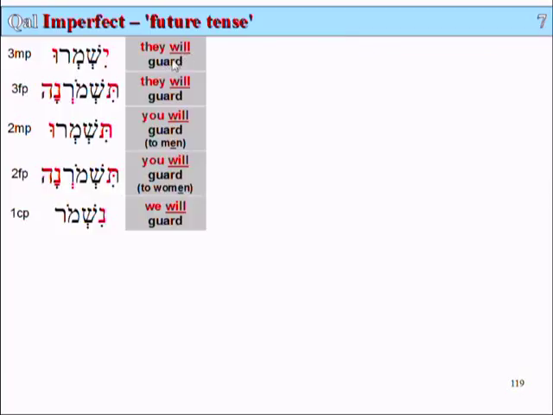So the word for they will guard, when we're talking to men, is yishmaru. And if we want to say they will guard when speaking of women, the word is tishmorna. And if we want to say you will guard to men, we say tishmaru. And if we want to say you will guard to women, we say tishmorna, just the same as they will guard.